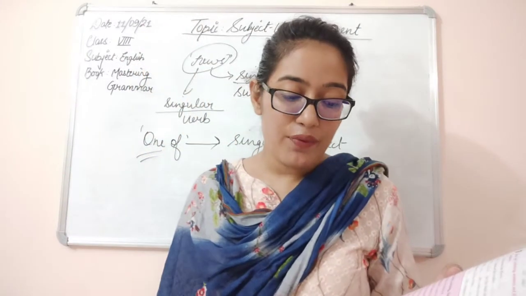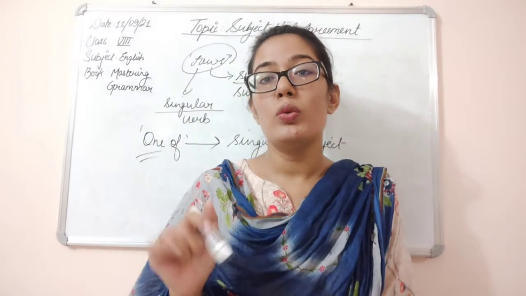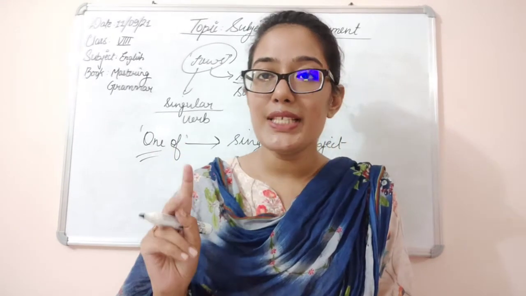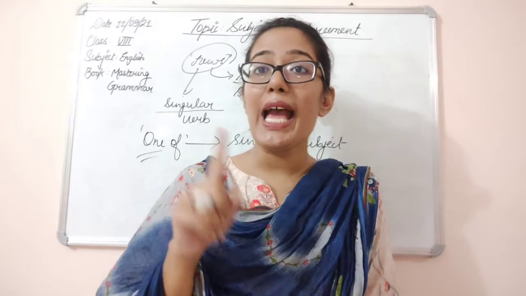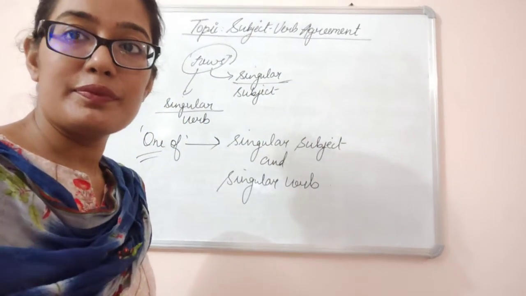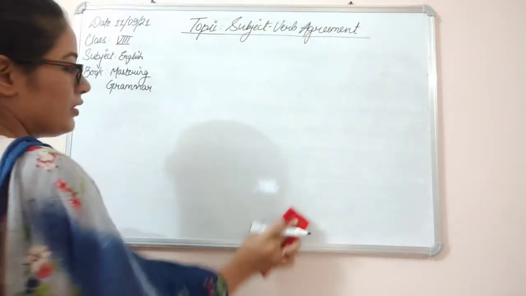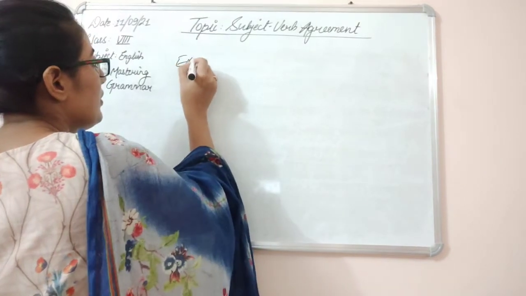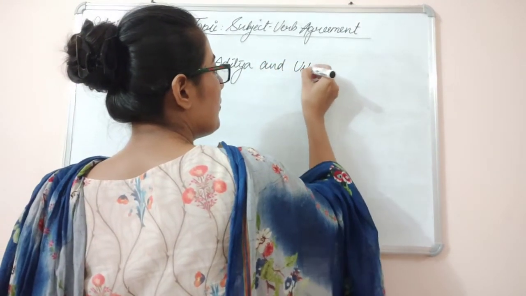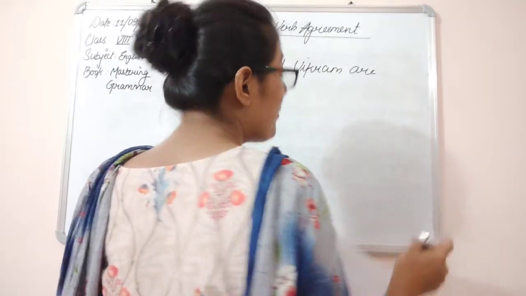Now, example: Aditya and Vikram are preparing for their exams. So, there are two what? Two subjects, Aditya and Vikram. We are talking about two persons in this. So, Aditya and Vikram becomes the subject, which is a plural subject, with a plural verb, which is "are." So it would become, for example, Aditya and Vikram are preparing for their exams.